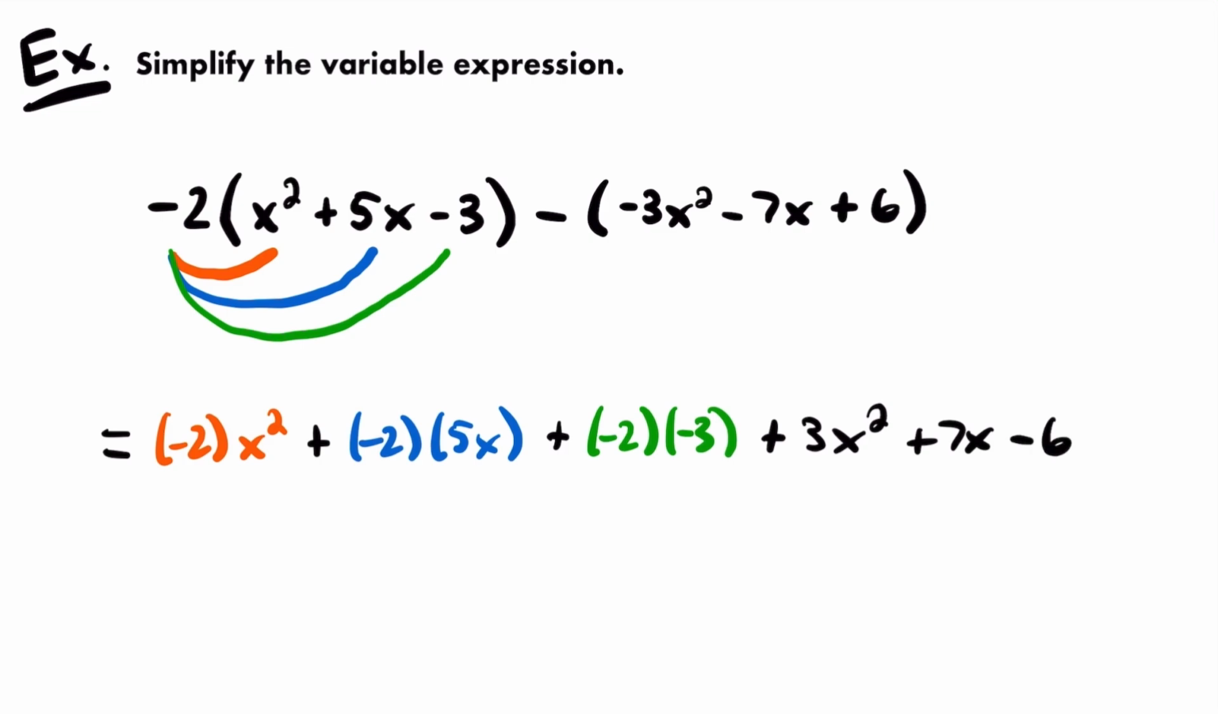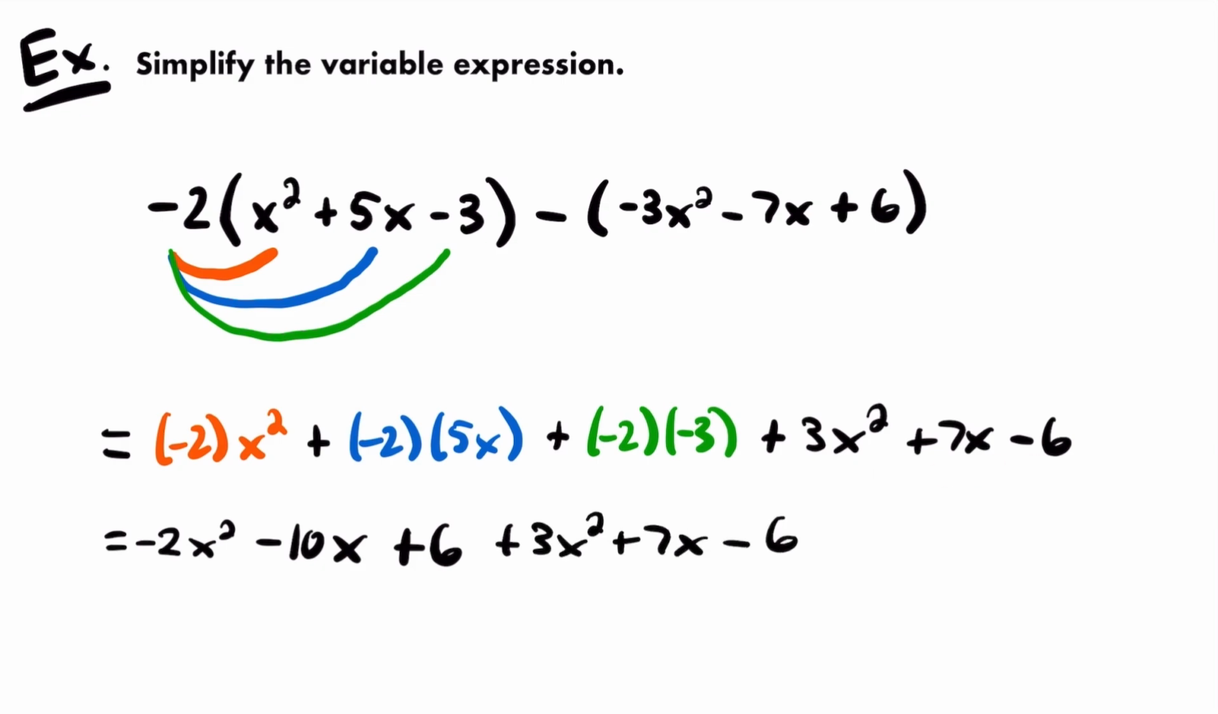Okay? Now, let's do this multiplication over here. Negative 2 times x squared. You're just multiplying negative 2 by a coefficient of 1. So that simplifies nicely to negative 2x squared. Then, negative 2 times 5x. You want to multiply negative 2 by 5, which gives you negative 10. But then you want to keep that same variable part. So we have minus 10x. And then negative 2 times negative 3 is positive 6. So we have plus 6. And then you just want to write down the rest of these terms. So we have plus 3x squared plus 7x minus 6.